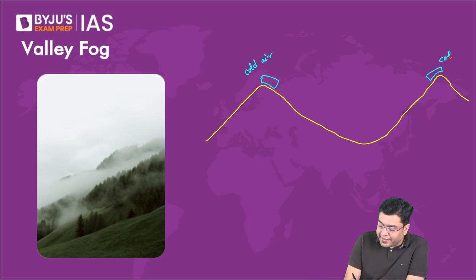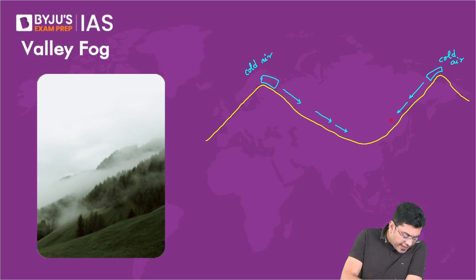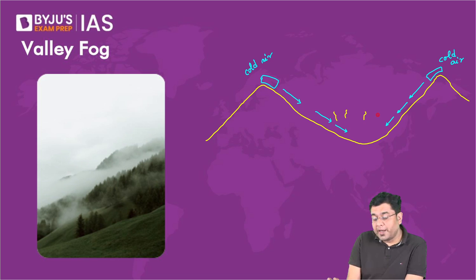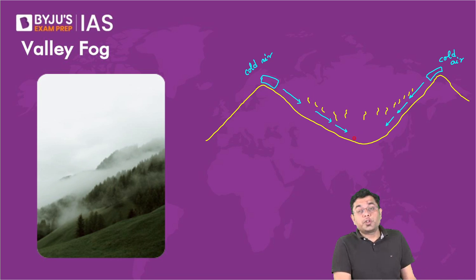Now that cold air, as it starts to sink, will replace the warmer air at the valley bottom, isn't it? As the warmer air at the valley bottom is pushed up, wherever it gets in contact with the colder air, that is where condensation will happen. That is why the entire valley is almost covered with dense fog, where you won't be able to see anything at the bottom at all. That is where you have the formation of a valley fog.